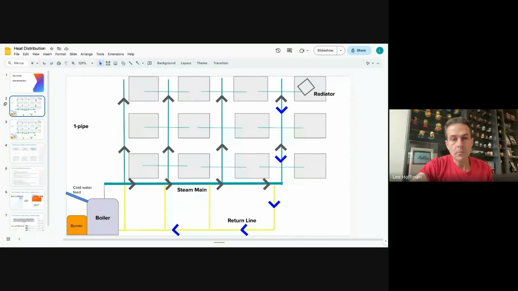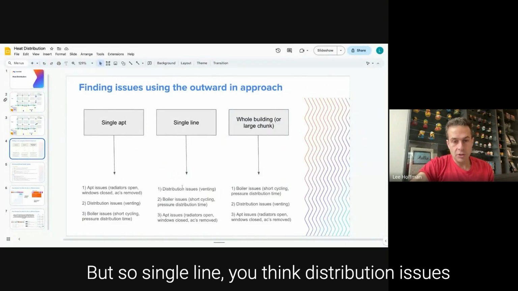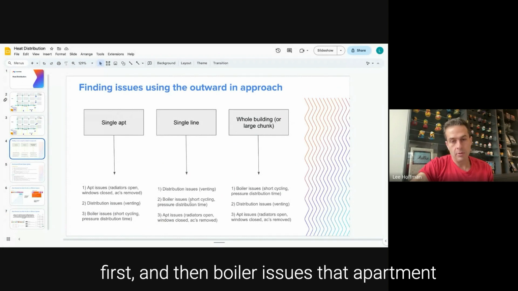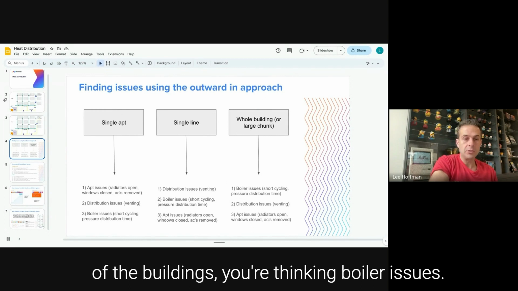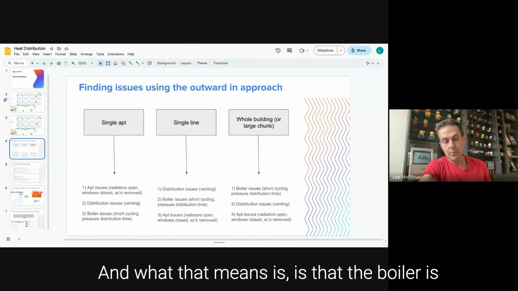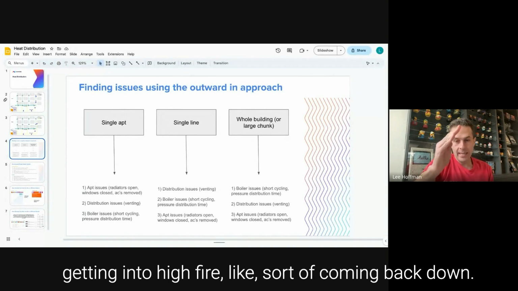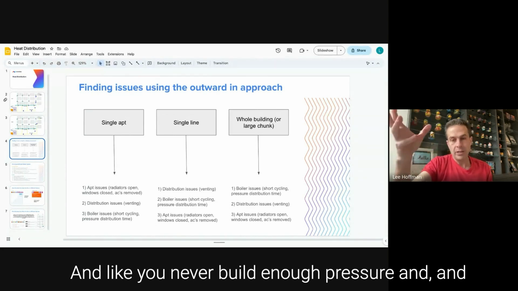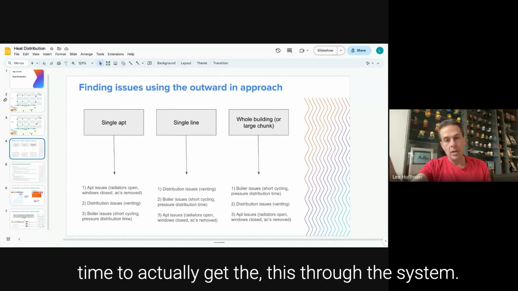Great. Okay, I want to wrap this up quickly. So for a single line, you think distribution issues first, then boiler issues, then apartment issues, and when it's the whole building or large chunks of the building, you're thinking boiler issues. So what are some of these boiler issues? Well, the most common one is you're stuck in low fire or short cycling. What that means is that the boiler is turning on, not really getting into high fire, and coming back down, so you never build enough pressure and steam going through for long enough to actually get it through the system.